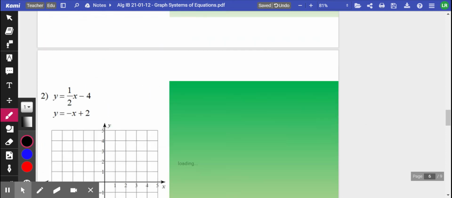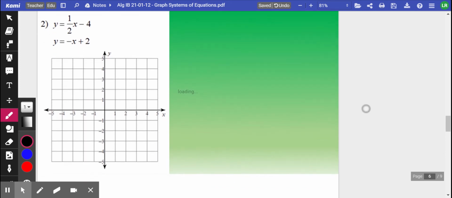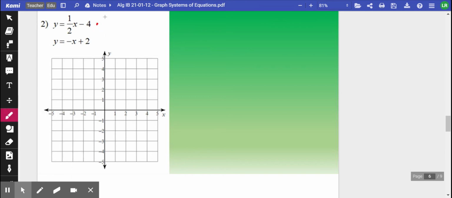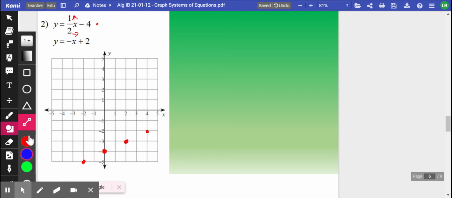So next one, number 2. Let's check this one out right here. Now again, these are both in slope intercept form. If they were not, you would have to solve them. And let's go ahead and graph these. So the first one I'm going to put in red. We got negative 4. The slope is 1/2. Up 1, right 2. Up 1, right 2. And make extra points. And I also need to go down 1, left 2. Okay, so I got those points on there. Make sure that we don't forget to connect our line.